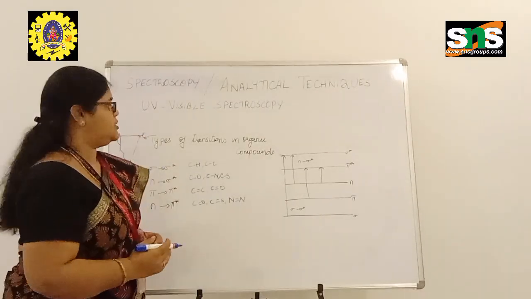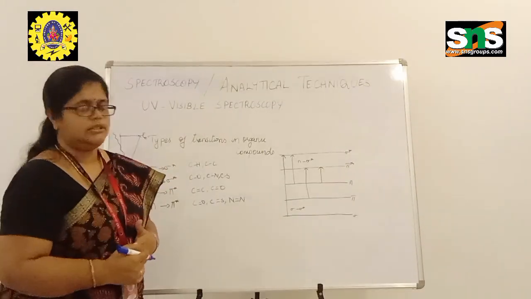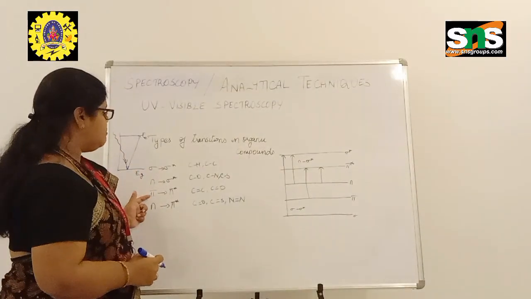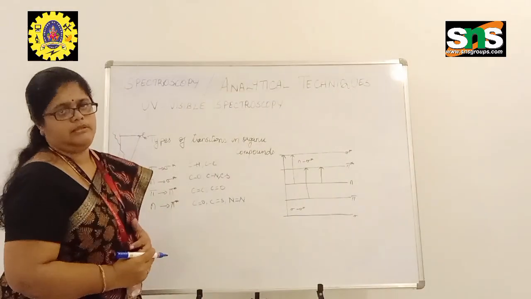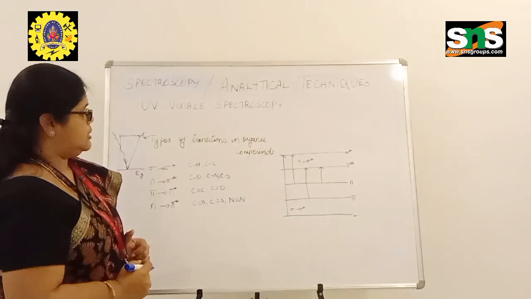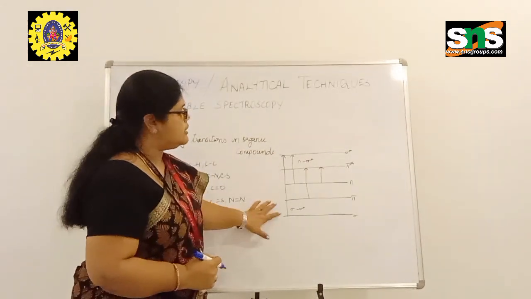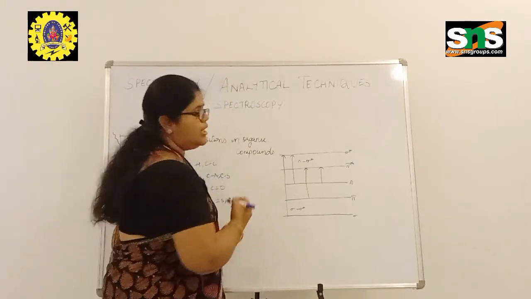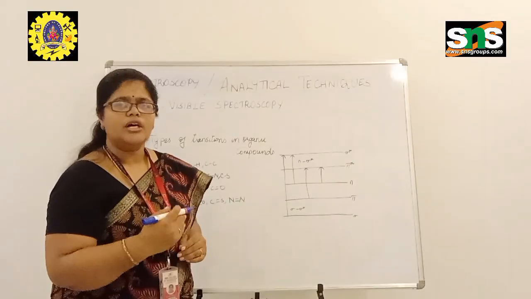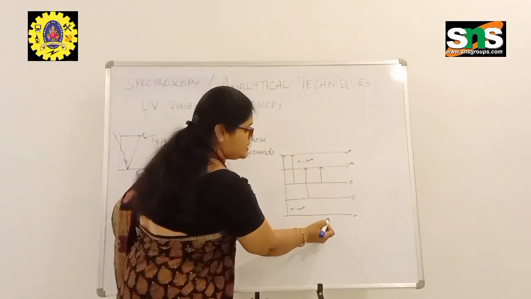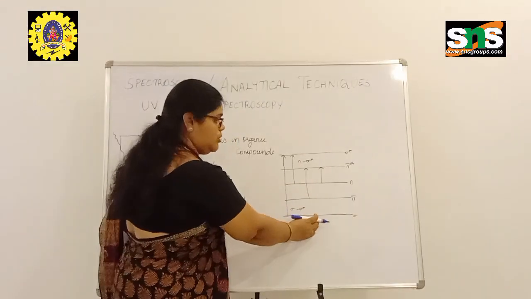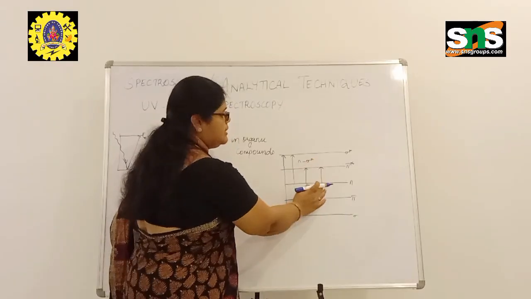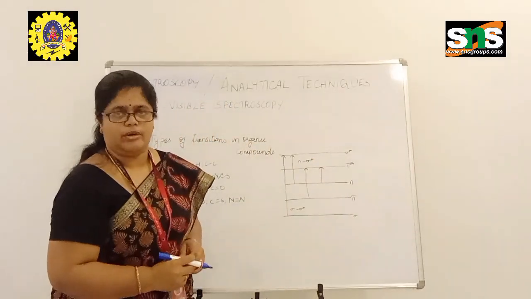There are different types of transition that occur in organic compounds. There are 4 different types of transition: sigma to sigma star, n to sigma star, pi to pi star, and n to pi star. We are going to see what they actually are, using the energy level diagram. These are the molecular orbitals obtained by combining atomic orbitals. Sigma represents the bonding molecular orbital, sigma star the anti-bonding molecular orbital, pi and pi star likewise, and n represents non-bonding orbitals.